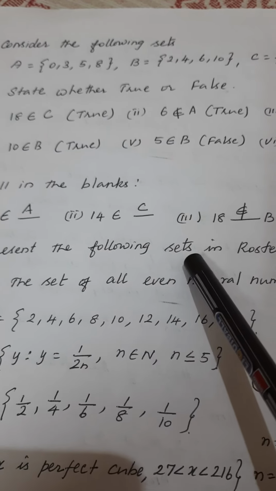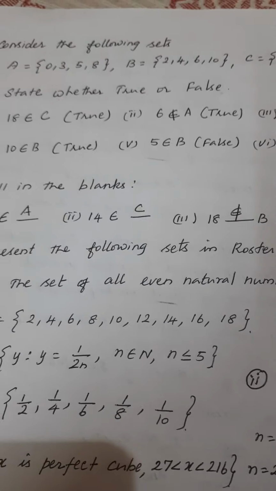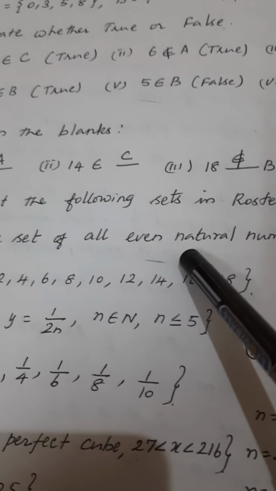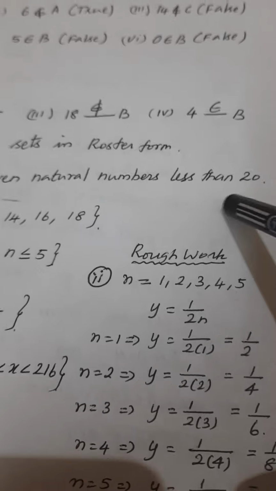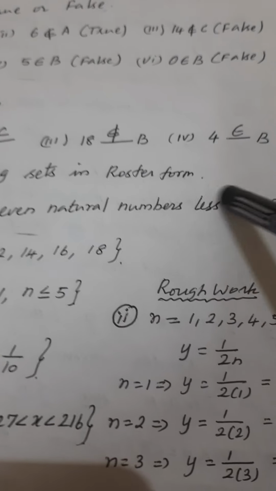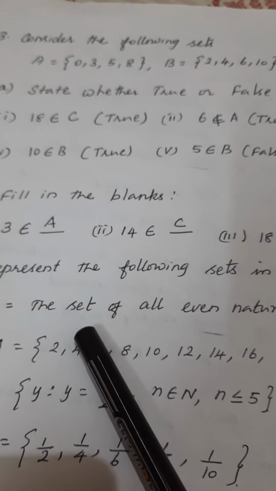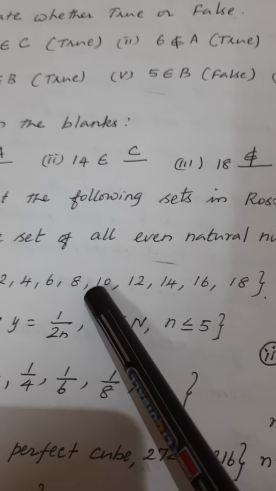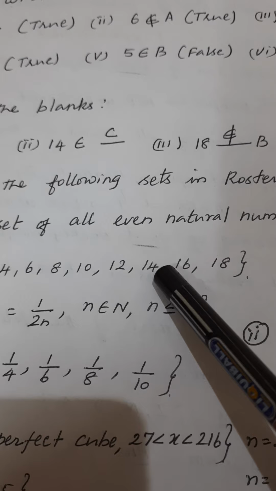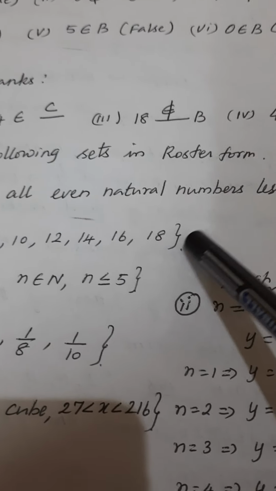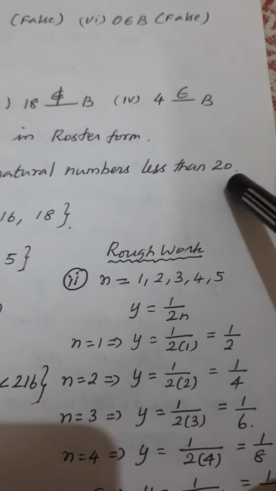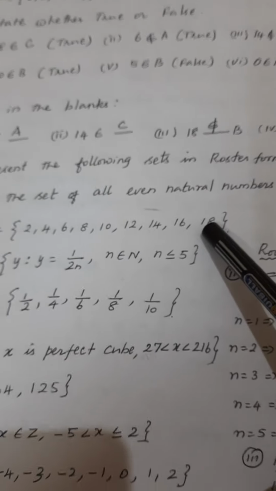Question number 4. Represent the following sets in roster form. A is the set of all even natural numbers less than 20. So even numbers means 2, 4, 6, 8, 10, 12, 14, 16, 18. You should not write 20 because in the question it is given less than 20. So you have to stop at 18.